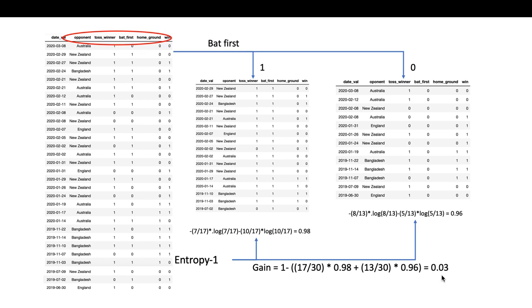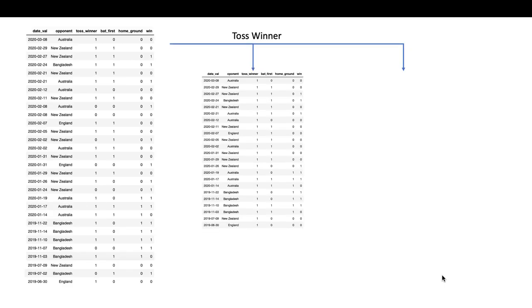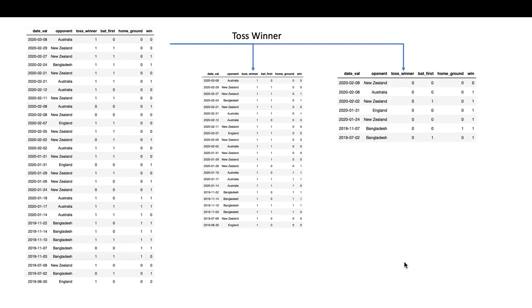Let's consider another condition now, the toss winner. I have split the table into two, where India has won the toss and where India has lost the toss. You can see here all the toss wins, and here all the toss losses, and the entropies are 0.9.